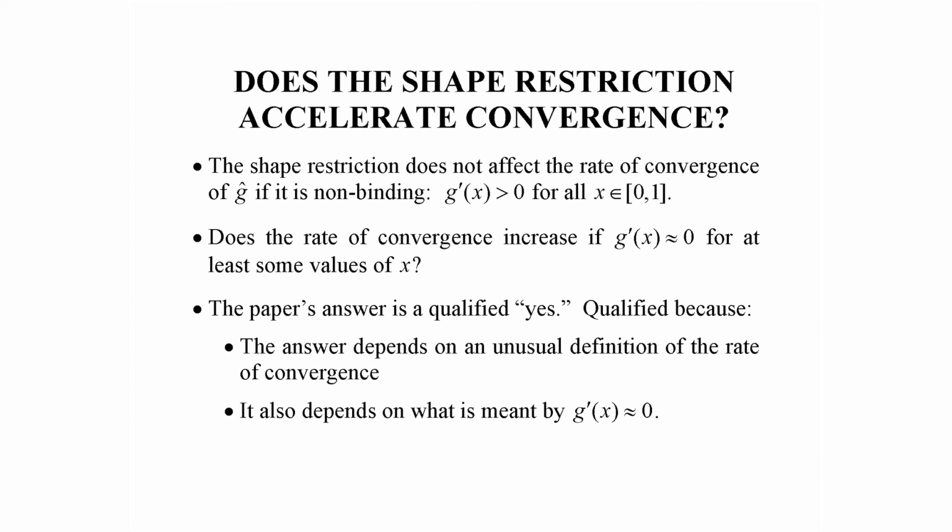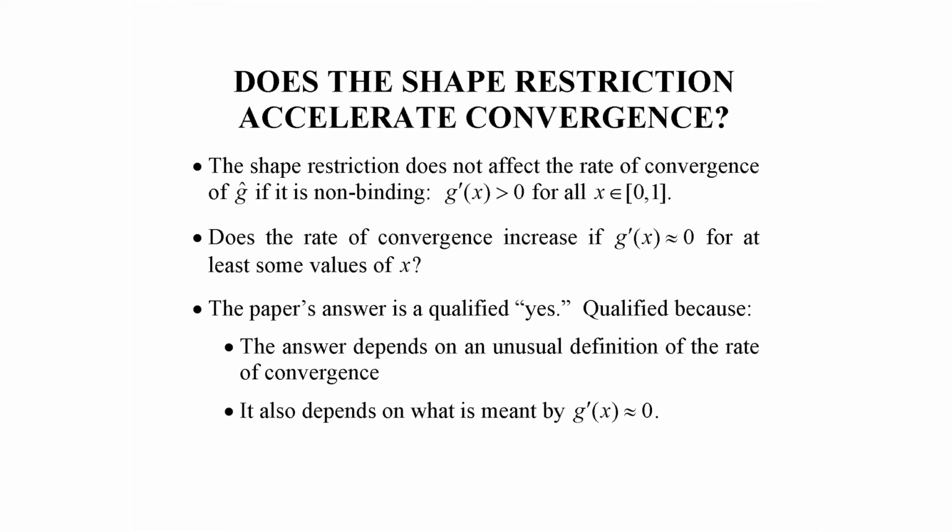So the next question that's relevant to this paper is, does the rate of convergence increase if the derivative is close to 0 in some sense? So at least for some values of x, and x is in some compact interval, say 0 to 1. So the paper's answer is a qualified yes. And it's qualified because the answer depends on, frankly, an unusual definition of the rate of convergence. And it also depends on what it means by the derivative is close to 0.